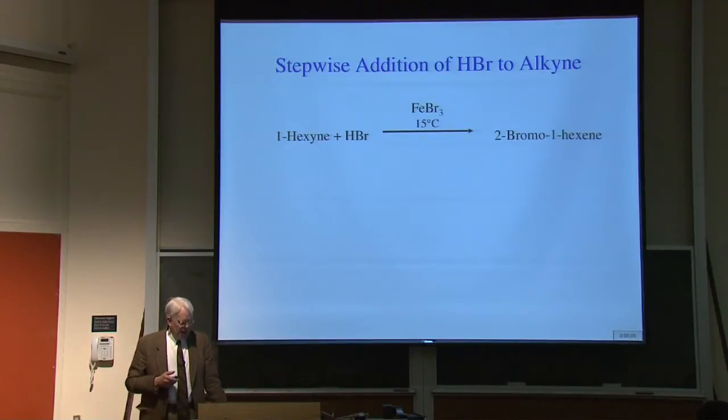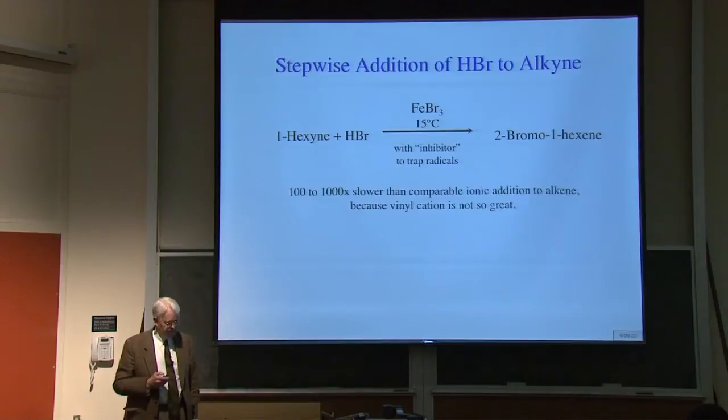Okay, first we talked about this already, but just to go over it quickly once again. It's possible to add HBr to a triple bond like 1-hexyne, and you can use a catalyst that helps make the HBr more acidic, and you can get a single addition to give a hexene, 2-bromo-1-hexene. And you often use an inhibitor so that you don't get free radical addition of HBr.